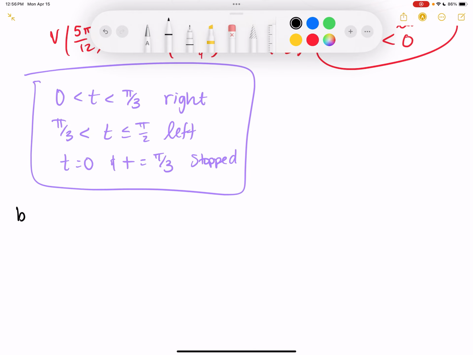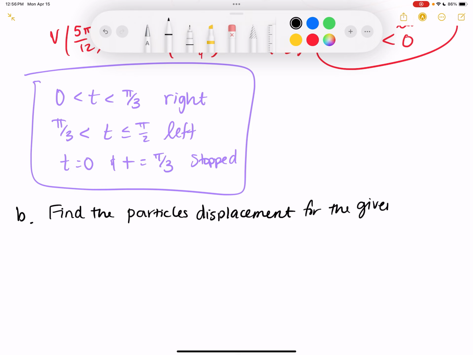All right, part B. Find the particle's displacement for the given time interval. If S of 0 is equal to 3, what is the final position of the particle?